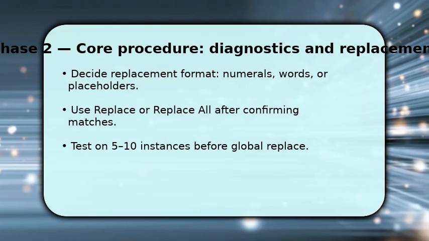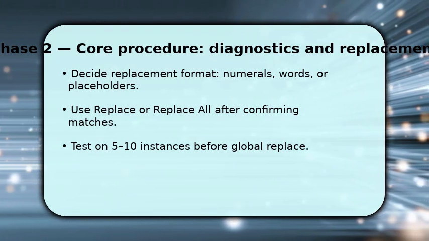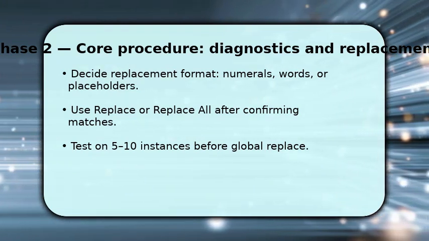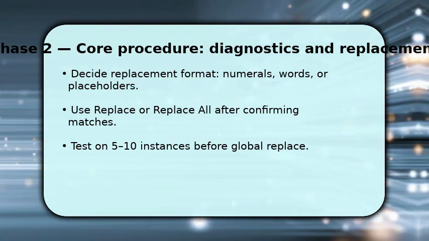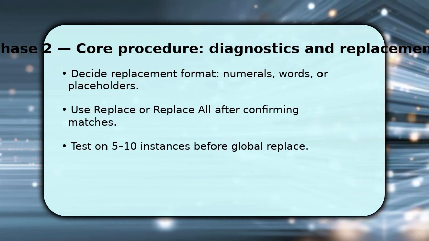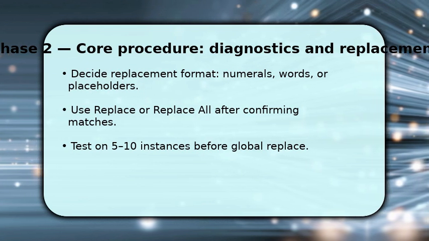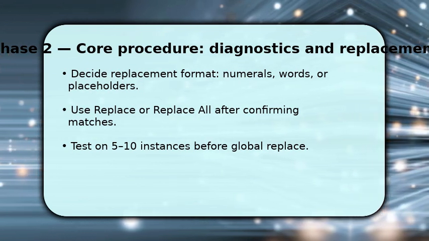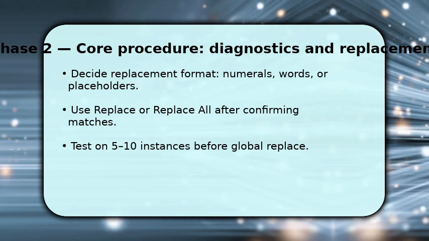Next, choose how you will replace matched numbers: convert to words, add brackets, or insert a placeholder for manual editing. Use the Replace dialog. For numeric conversion, you can use an external macro or paste the humanized word into Replace. For simple formatting, use \1 with surrounding text.